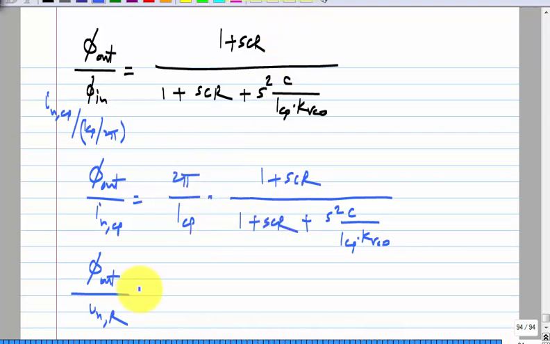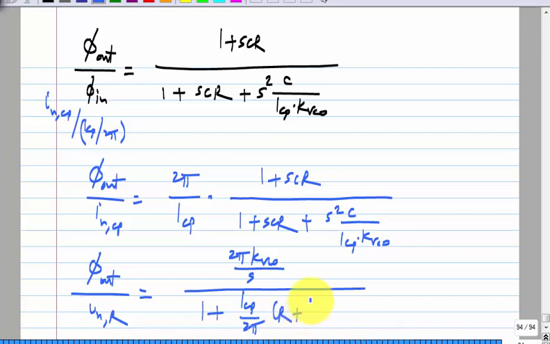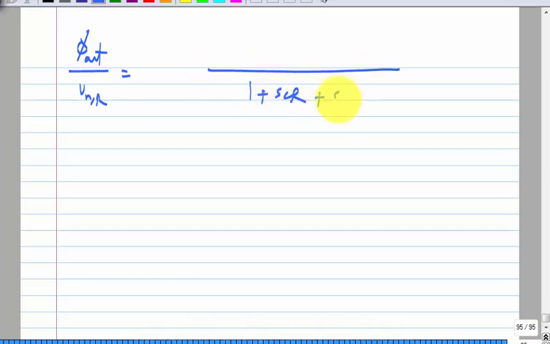And here this will be 2 pi KVCO divided by S divided by 1 plus the loop gain, right, which is ICP by 2 pi times R plus 1 by SC times 2 pi KVCO by S. So, what does this come out to? I want to write the denominator in the same way, 1 plus SCR plus S square C by ICP KVCO.